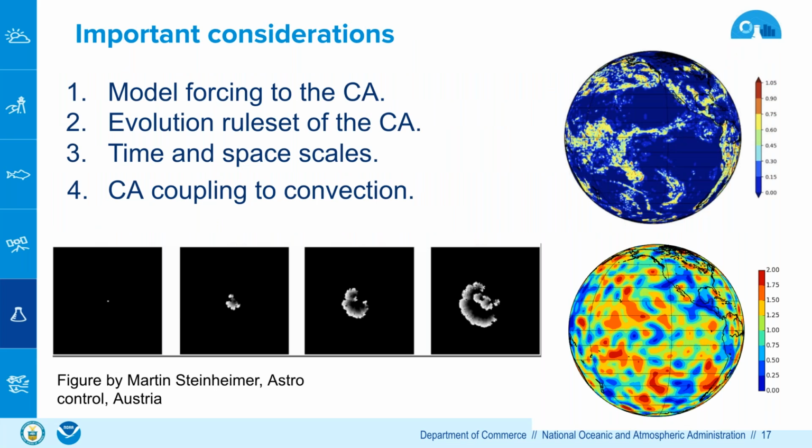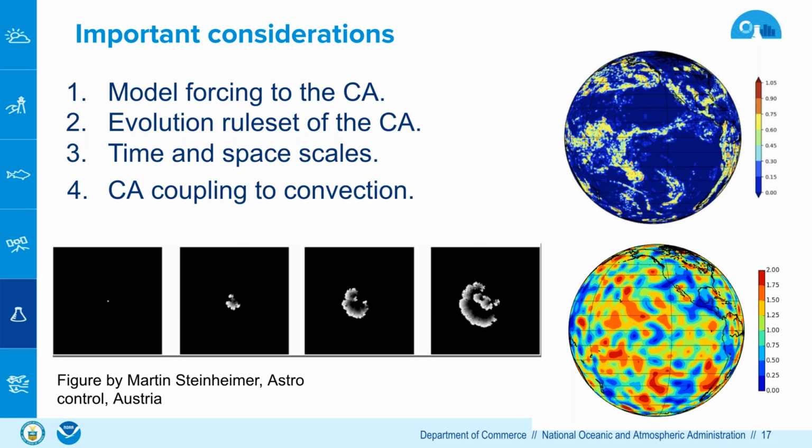So with the cellular automata, there's a lot of choices, I'd say. There's a lot of degrees of freedom, so there are some important considerations to make when implementing this and to address cumulus convection. One is the model forcing to the CA. You can see, for instance, that a cellular automata pattern on the global grid can look vastly different depending on if you let it run freely or if you're forcing it with some model field. And then, of course, the evolution rule set of the CA itself.